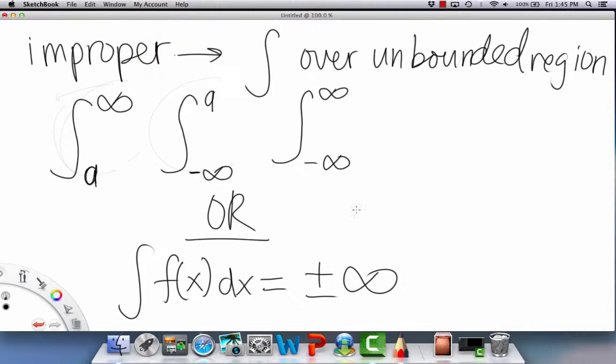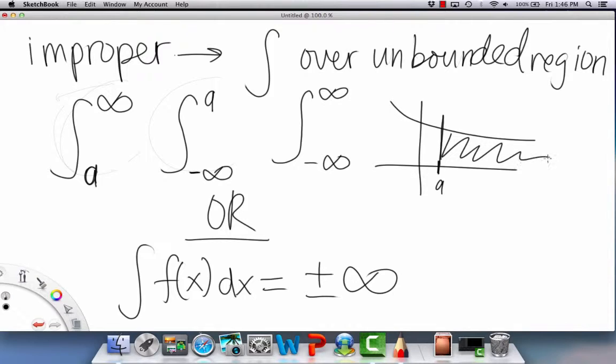So, common sense would tell you that an unbounded region would have an infinite area, right? Let's say this is your a, and you want to evaluate from a all the way up to infinity. You'd think the area underneath the curve just keeps adding and adding and going up and up and up. However, this isn't necessarily true, and in the next example, I'll show you why.